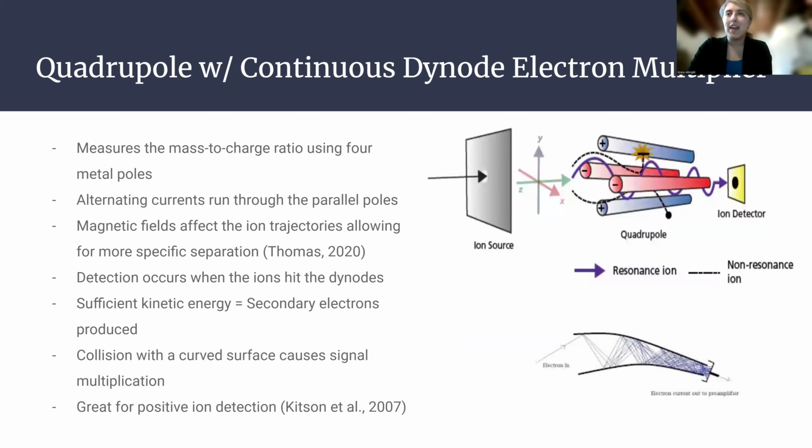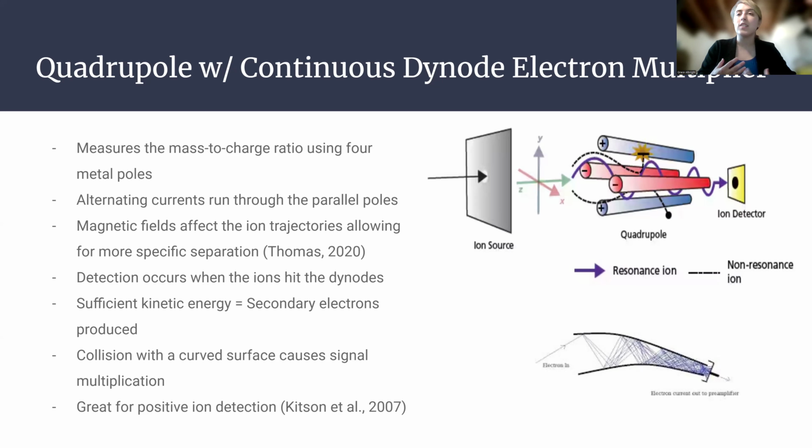For our first mass analyzer and detector pair, we're doing quadrupole with continuous dynode electron multiplier detectors. So as you can see in the image here, a quadrupole is named that for a reason: 4 poles. It's measuring the mass to charge ratio using these 4 poles as well. To do that, it takes basically oscillating or alternating currents running through these poles. These currents can be adjusted in order to create fields which will affect the ion trajectories, allowing for a more specific separation. According to Thomas, quadrupole can be so specific that you can narrow it down to just a singular ion if that's the only one that you're trying to receive.